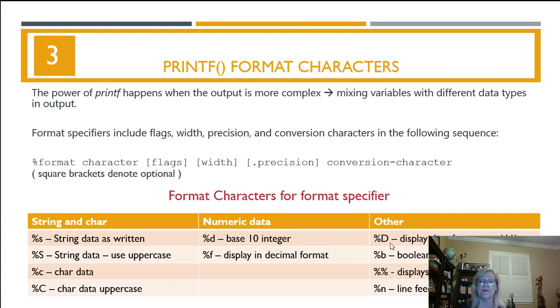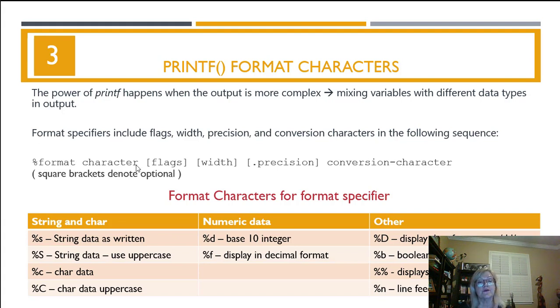There's dates, so if you want to format it to look like MMDDYYYY. There's Boolean. Boolean only prints true or false. What if you want to display a % sign? There's no backslash-%, there's %%. And then, oh, hey, this is how you get down to the next line, a %n. Think of n as meaning new line.